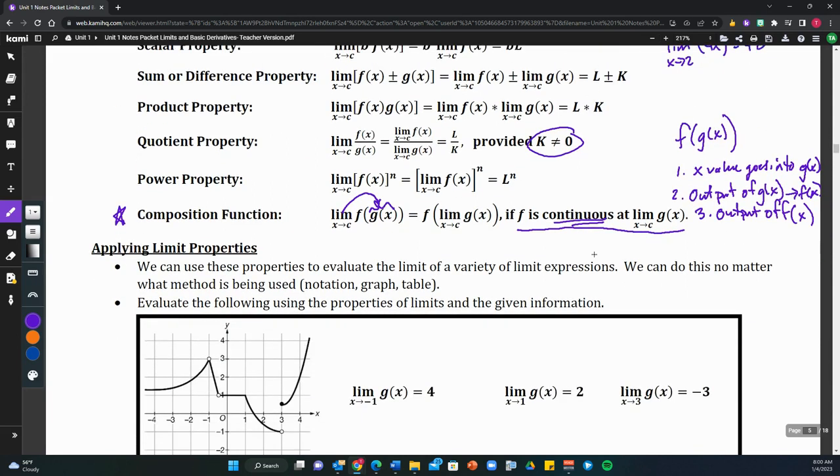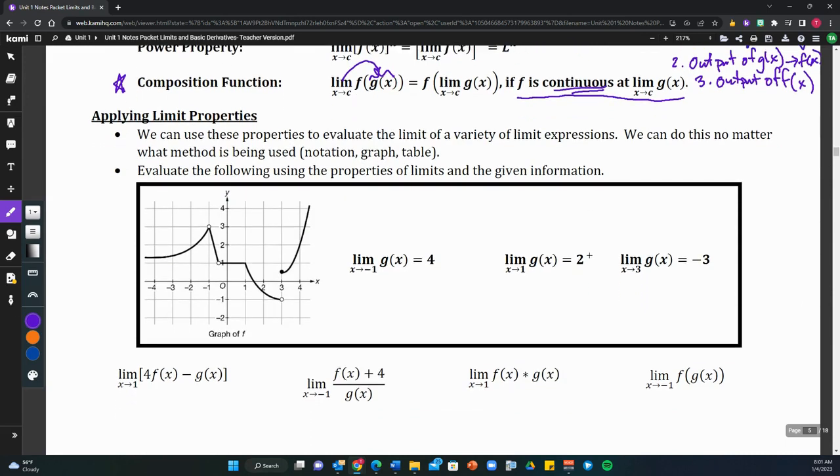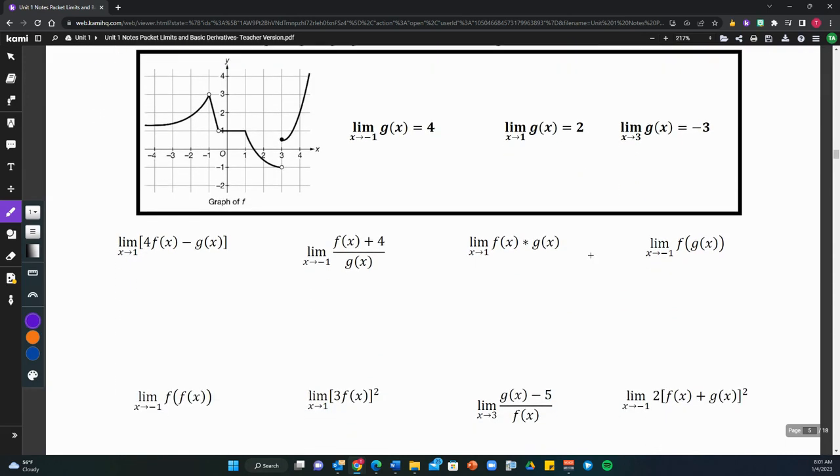So let's try applying some of these limit properties. To do this, we've got some information here. First off, I've got a graph of f of x shown here, with all kinds of weird issues going on, so we have to pay attention to some of that. And then I've got three individual limits. I don't have an equation for f or g, but I do have some graphical information or limit information to help us with some of these limit expressions down here.